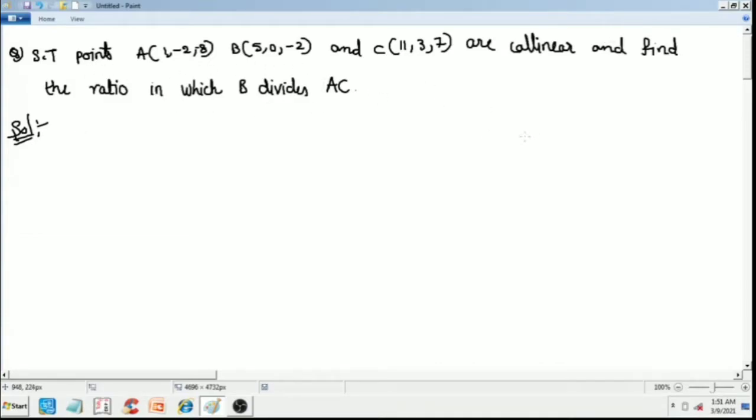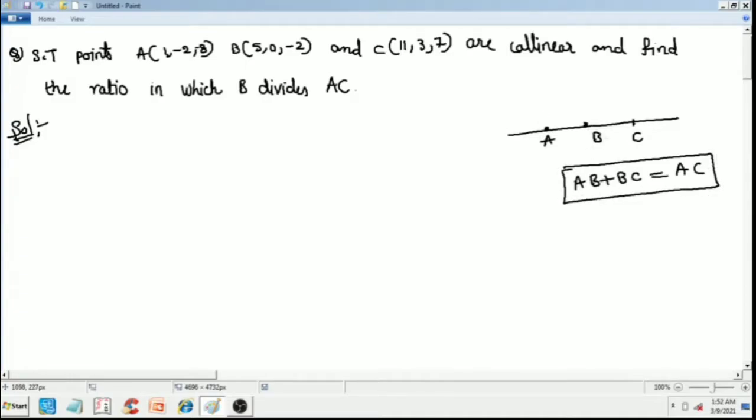What is meant by collinear? Here in one line three points A, B, C lie on the same line. So these points are said to be collinear. We need to prove that AB plus BC is equal to AC, then this is said to be a collinear condition. Or else if we find AB is equal to lambda times AC, then this is also said to be collinear. These two are the collinear conditions. Okay, let me go with this.